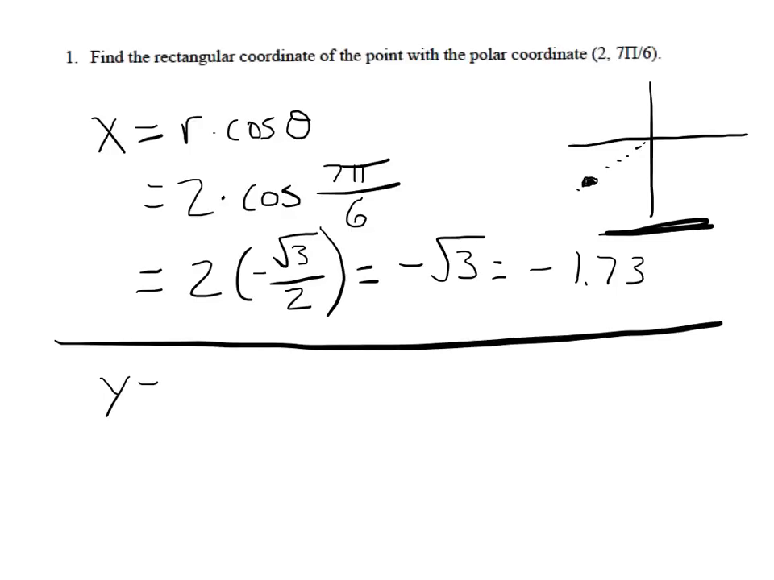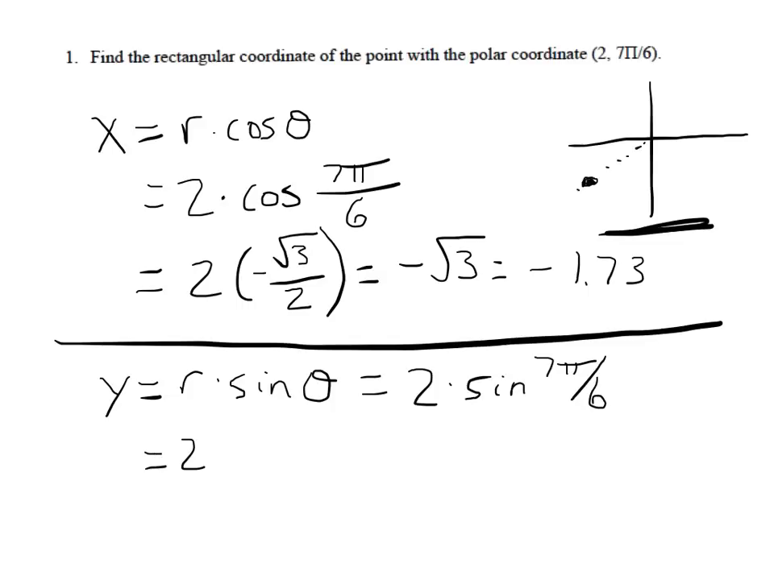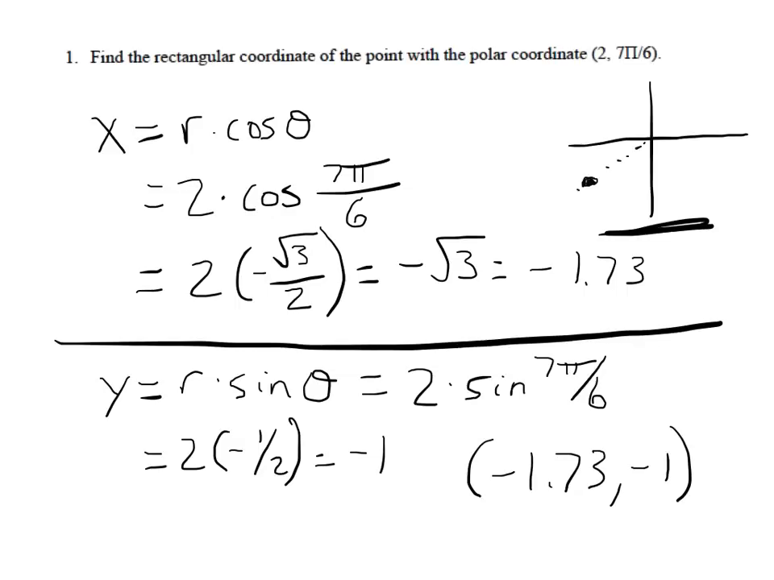So we know y will equal r times sine of theta. So we plug in the values. It's going to be 2 times sine of 7 pi over 6. Sine of 7 pi over 6 is negative 1/2. And so we end up with a negative 1. So our answer for this, the rectangular coordinates, would be negative 1.73, comma, negative 1.